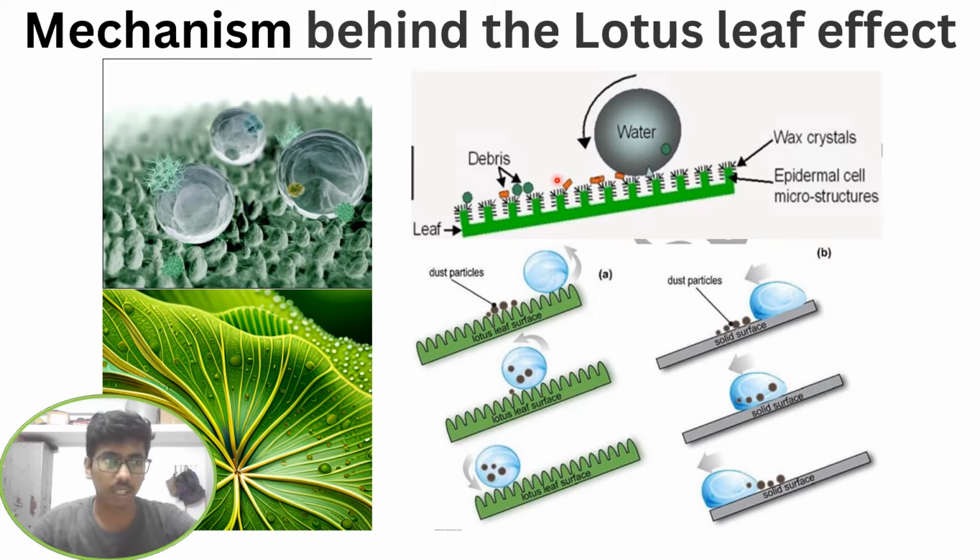To understand this better, imagine a ball rolling down a hill. The steeper the hill, the faster the ball will roll down. Similarly, the micro and nanostructures of the leaf create a steep slope for water droplets to roll down, allowing them to easily slide off the surface. This surface cleaning property is not only useful for the lotus plant but also has many potential applications in various industries.